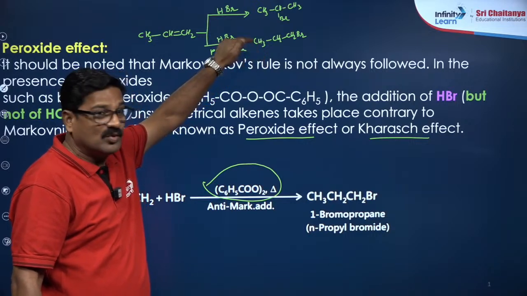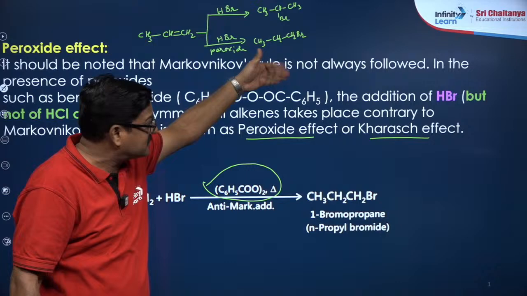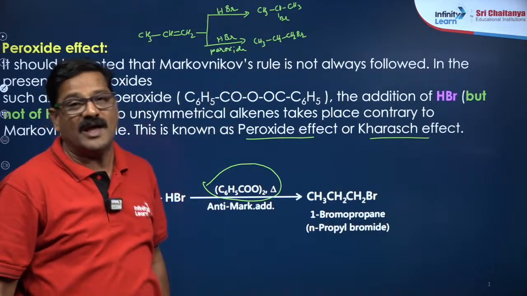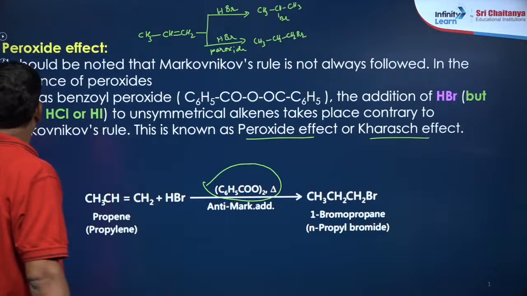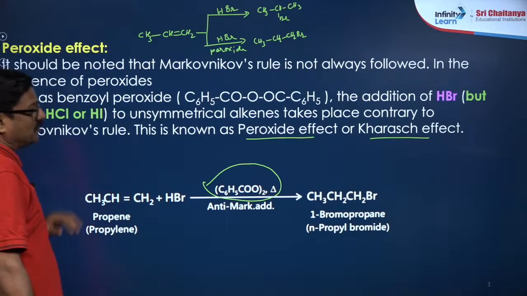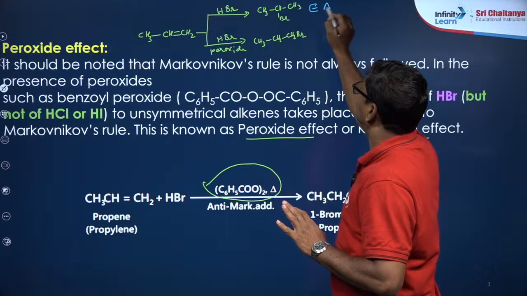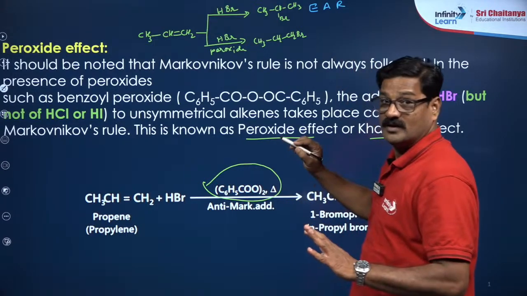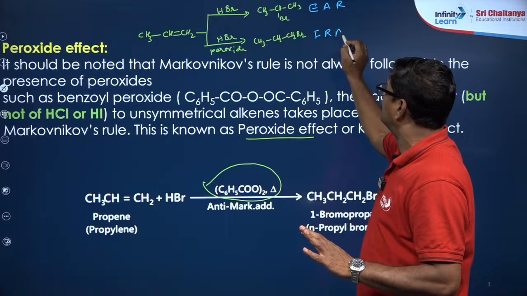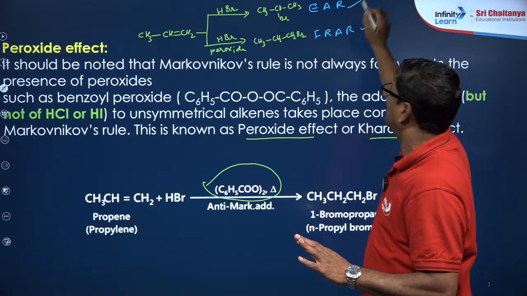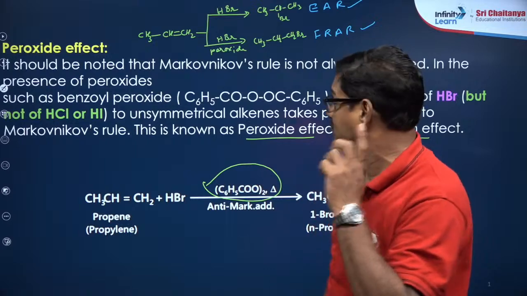There is no rule called anti-Markovnikov rule. There is an addition that is taking place against the Markovnikov rule, so you say it is an anti-Markovnikov addition. In this anti-Markovnikov addition, it is not electrophilic addition, it is a free radical addition reaction. This is very important: a free radical addition reaction.